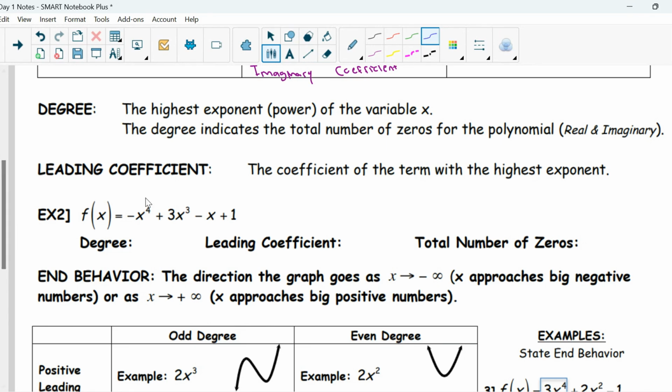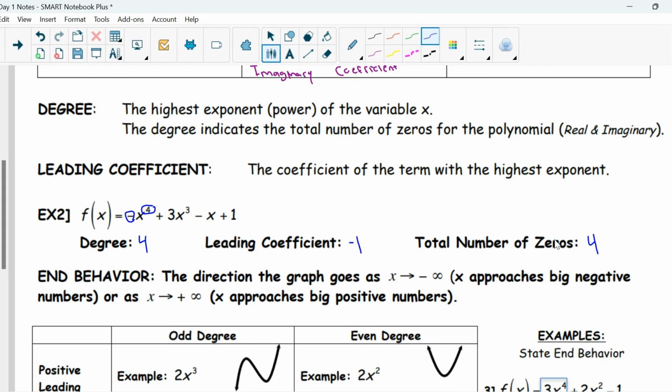Right here in example 2, this is already in standard form. That means that it goes from highest degree to lowest degree. The degree of this polynomial is just the highest exponent. So in this case, we have a degree of 4. The leading coefficient is the coefficient on the term with the highest exponent, which is the coefficient on our x to the 4th power. So our leading coefficient here is -1. And then finally, the degree indicates the number of zeros. We have a 4th degree polynomial, which means that we will have 4 total zeros.